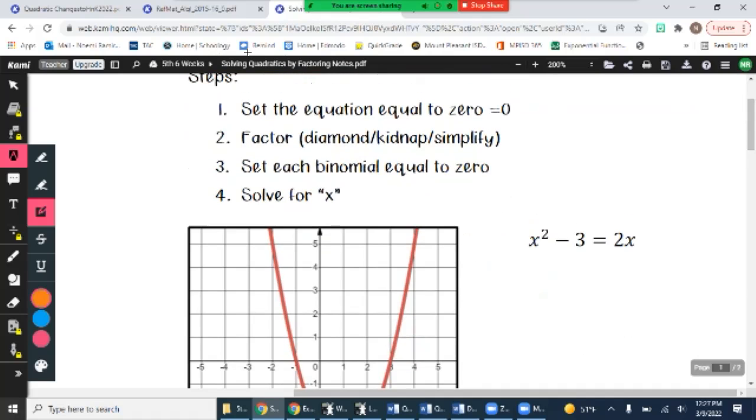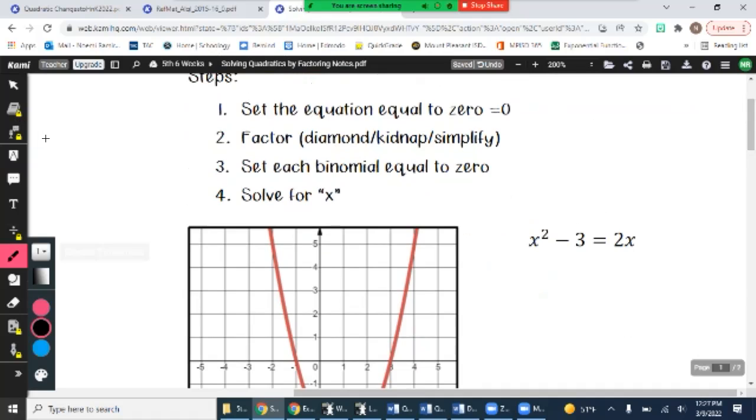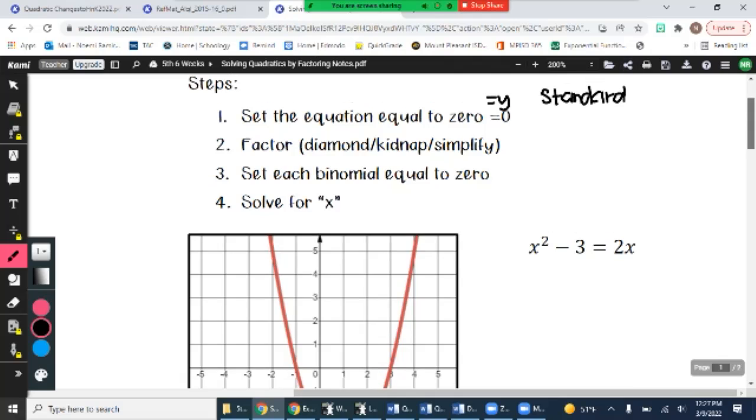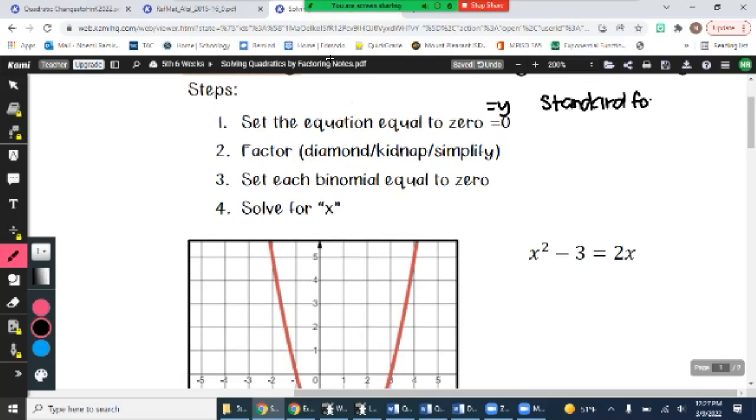Okay, so first step, you want to set it equal to 0. Setting it equal to 0 is the same as making it equal to y equals. When we're doing that, you're putting the equation in standard form, which is just y equals form, ax squared plus bx plus c. So you always want to make sure that trinomial is in that order.